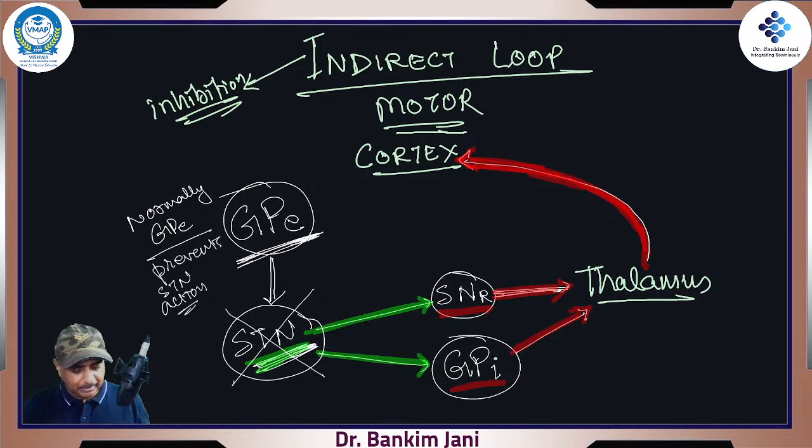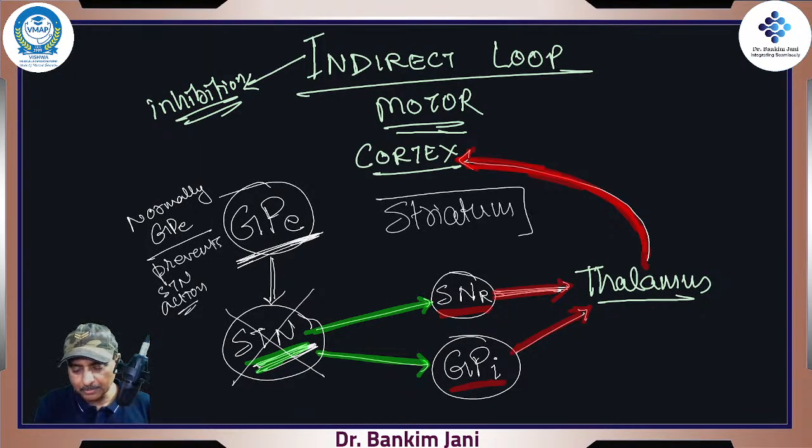So when STN is not telling anything, the substantia nigra and GPI are also sitting silent. So thalamus is working and the movements are going on. But when it is to be restricted, this GPE, because he is big boss, can tell STN, don't work. This striatum comes into the picture. Striatum, right?